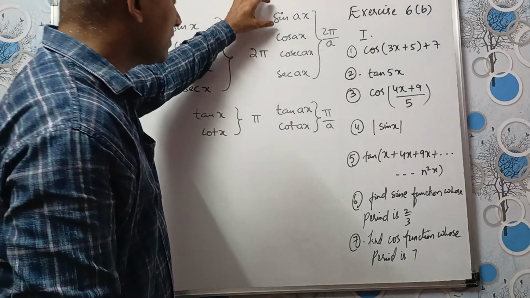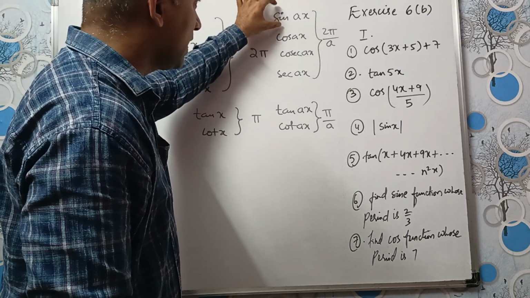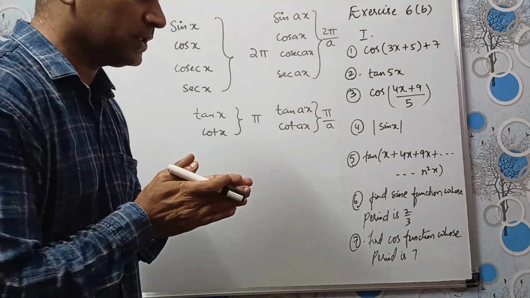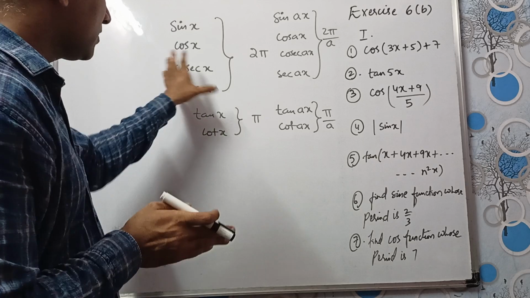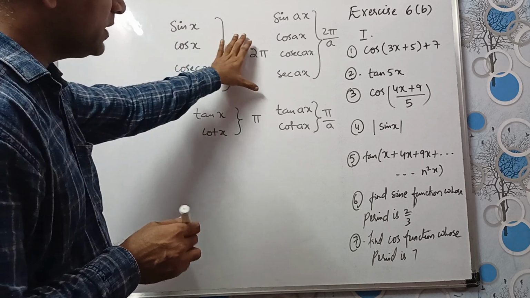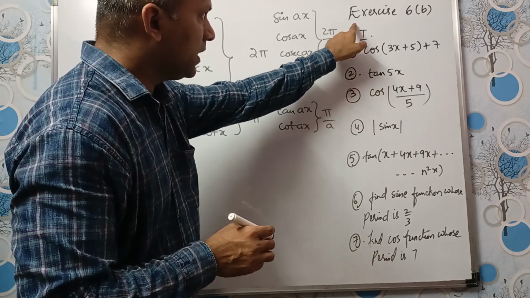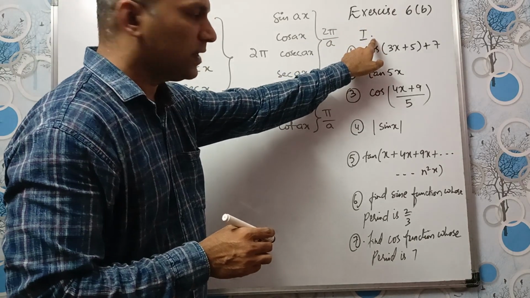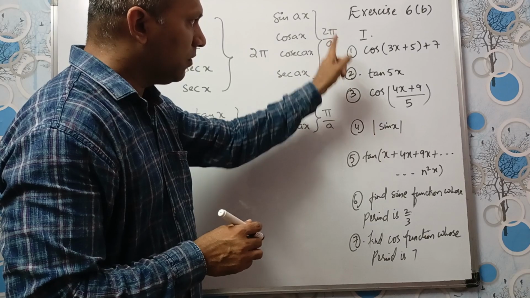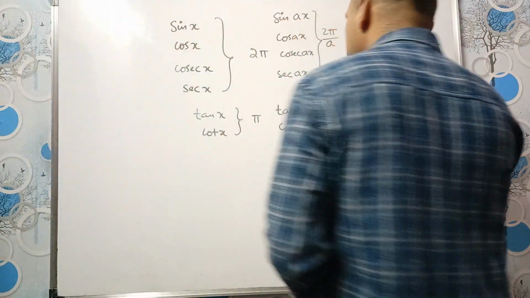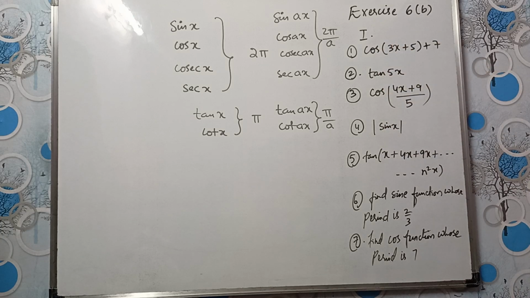We have studied this sin ax graph in the previous video. If you did not watch my previous video, please go watch that video. All right, with this knowledge, we will solve these problems now. Exercise 6b, first Roman. We'll do second Roman also. In second Roman we have graphs. So let me rub this part and let me explain the first problem now.